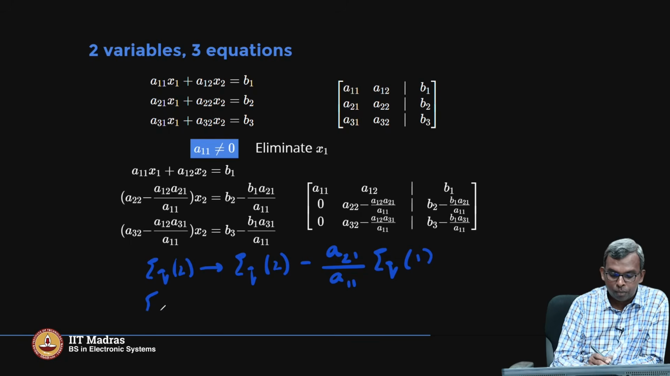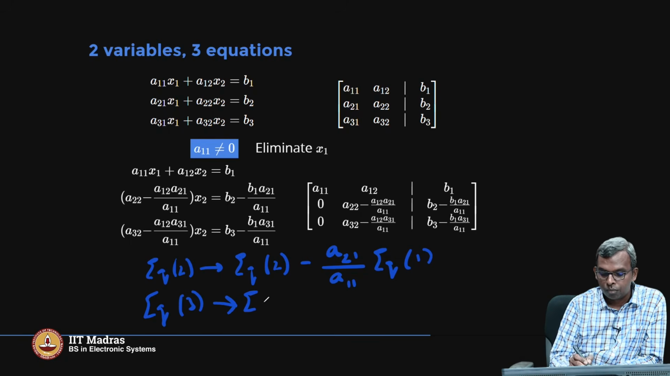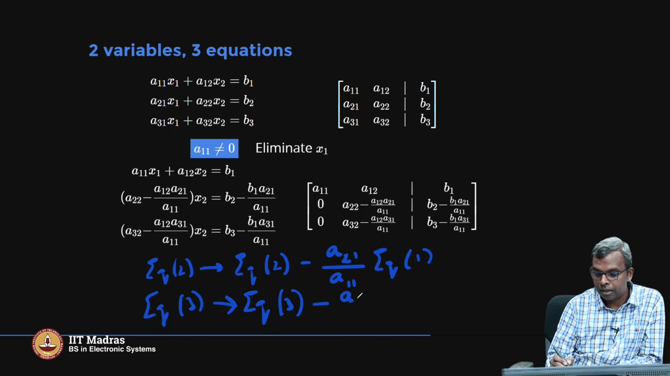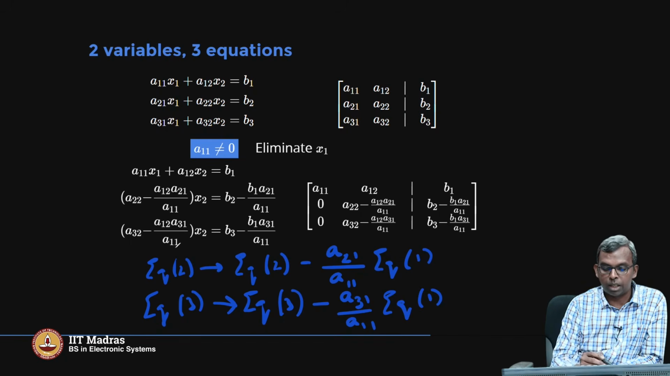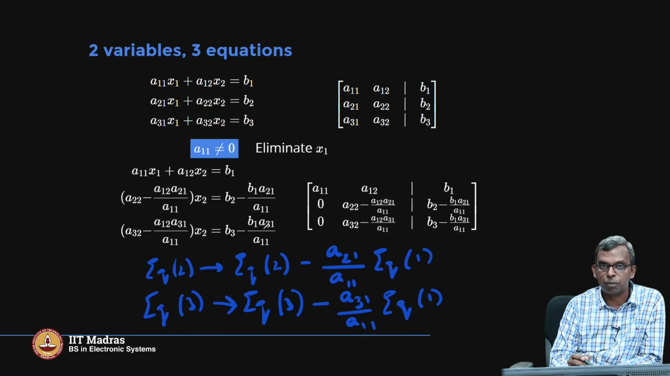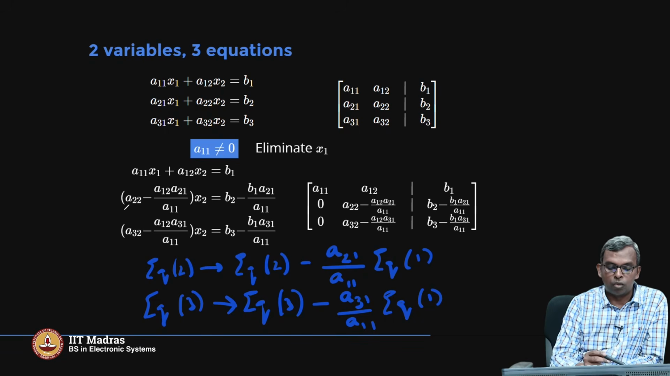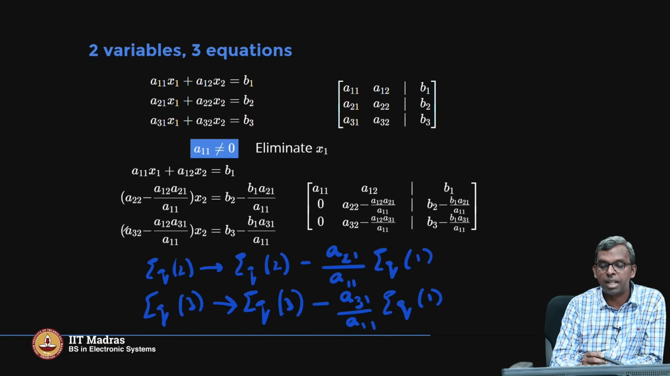Let me write that down. Equation 3 got replaced with equation 3 minus a31 by a11 times equation 1. Okay, so that got replaced and you got one more equation. So, you see what I have done here, I hope you can see that. I have got rid of x1 in the second equation and in the third equation. I am able to eliminate x1 repeatedly using the same idea.